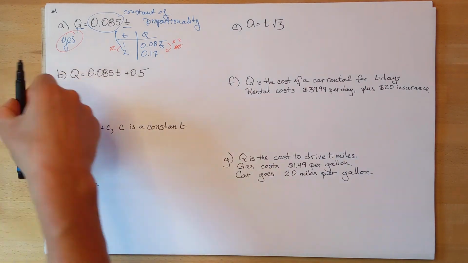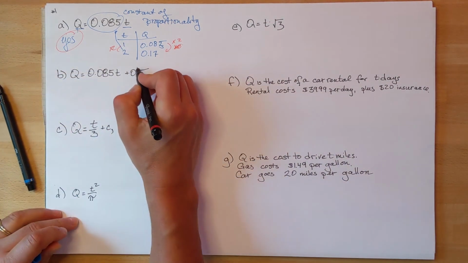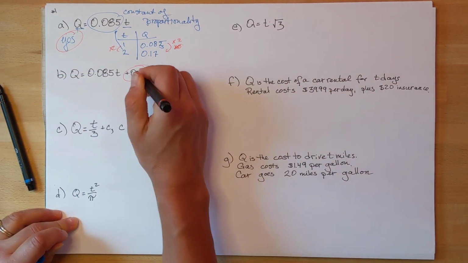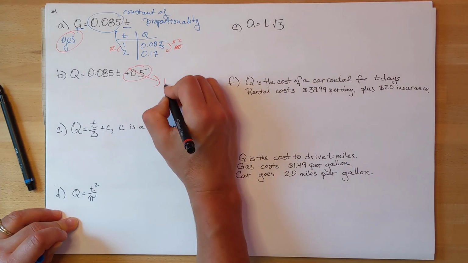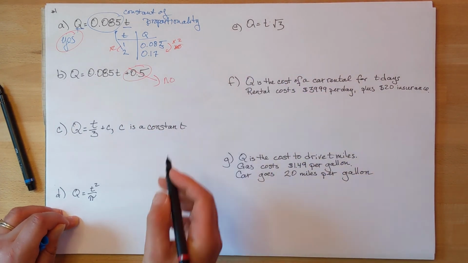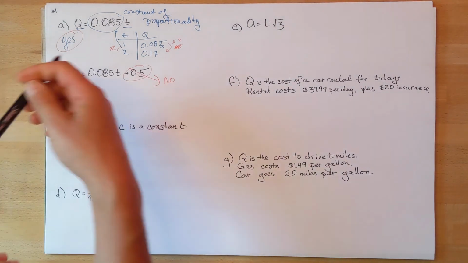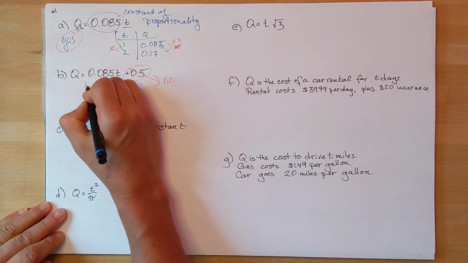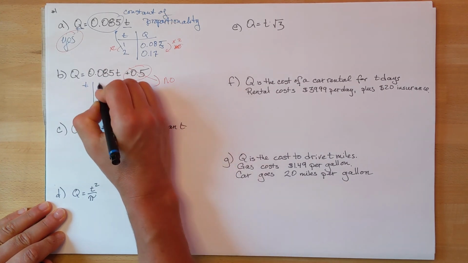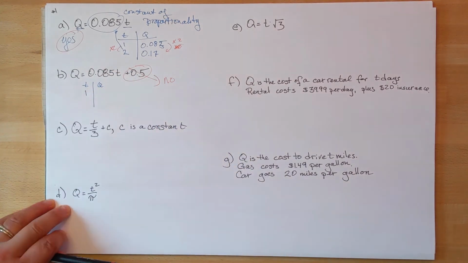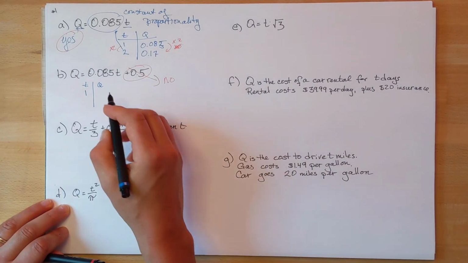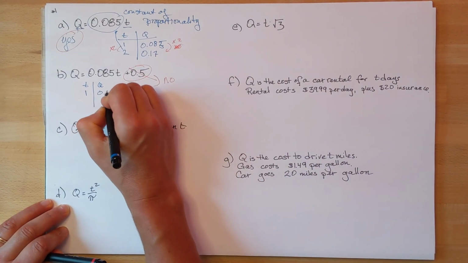B is a very simple relationship, but here this plus 0.5 is sufficient to mean no, it's not proportional. All it has to do is be this little bit more complicated. And again, if you're not sure, try plugging in some values for T and see what you get for Q. If you plug in T equal to 1, you will get 0.585.